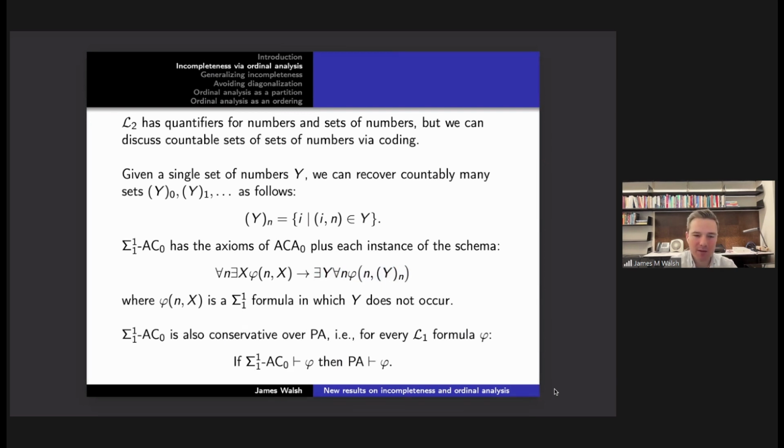So sigma 1-1 axiom of choice is actually also conservative over Peano arithmetic. It's stronger than ACA0 when you're looking at the purely second order stuff. But as far as first order formulas are concerned, sigma 1-1 choice is, as it were, another pendant of Peano arithmetic. So if sigma 1-1 choice proves a first order formula phi, then already PA proves that formula phi. So we get another conservative extension.